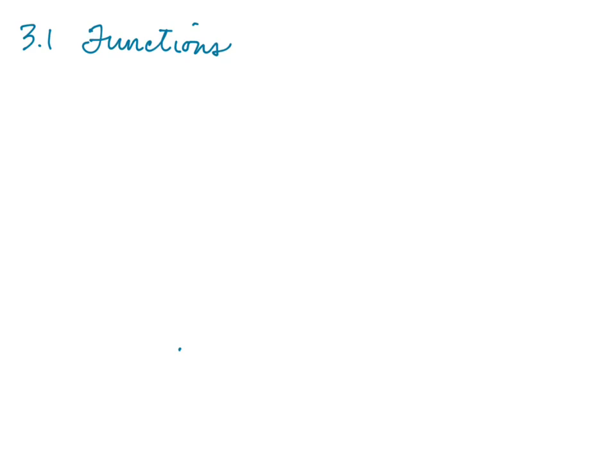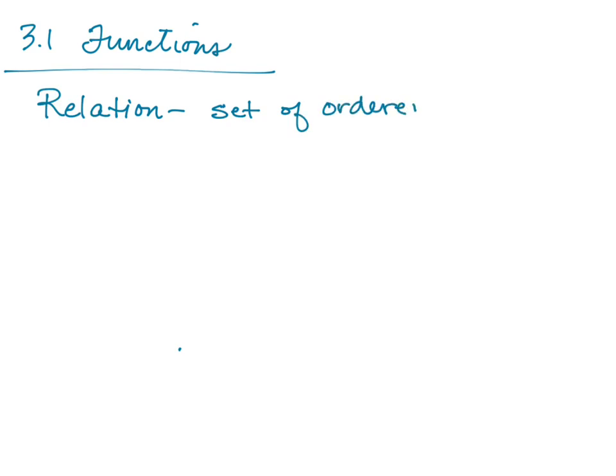Yeah. Okay, so 3.1, functions. Functions, this is our title. So we've got a couple of things I want to define here, some vocabulary. And the first thing is a relation. A relation is a set of ordered pairs. So any set of ordered pairs constitutes a relation.